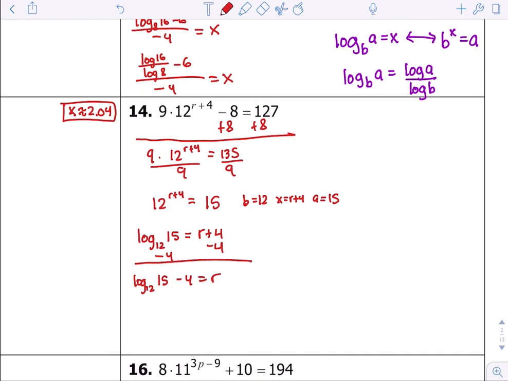Now change those logs into the change of base formula. So log of 15 divided by log of 12 minus 4 is equal to r. r is roughly going to be around log 15 divided by log of 12 minus 4, which is roughly negative 2.91.